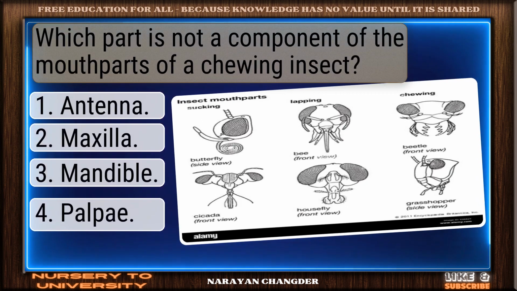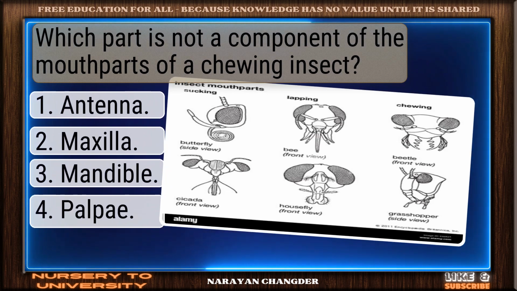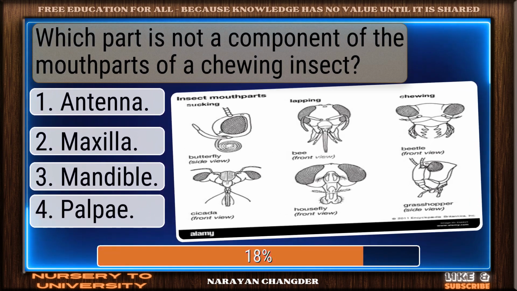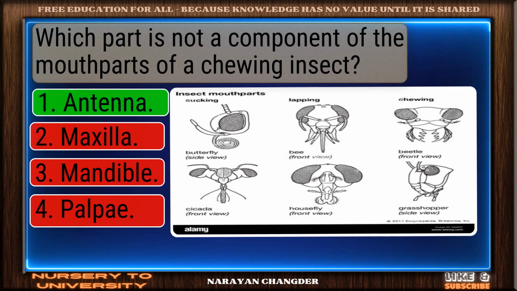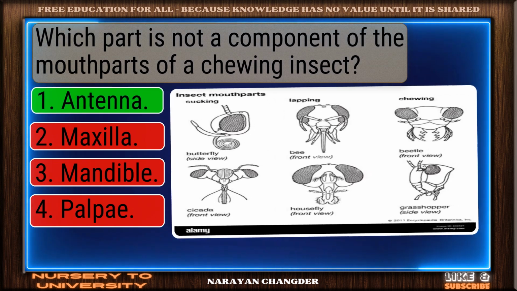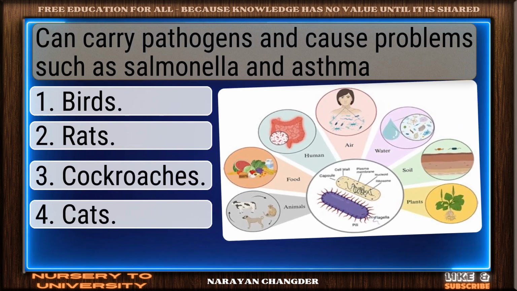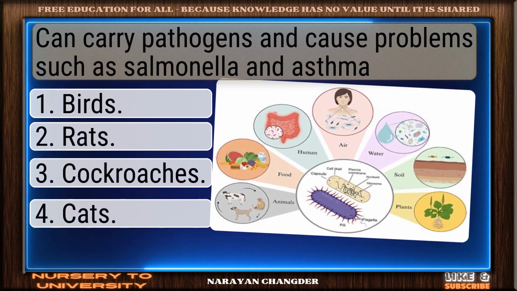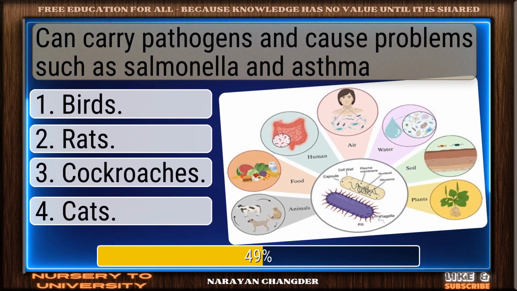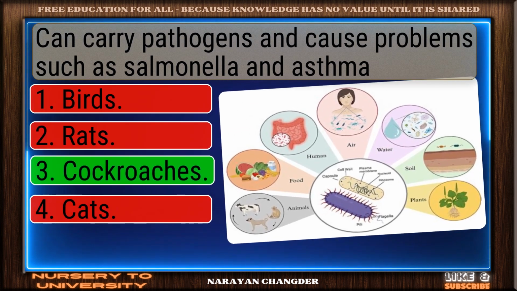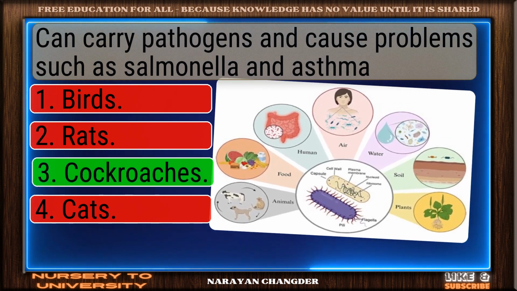Which part is not a component of the mouthparts of a chewing insect? Nice work. You chose antenna, and it is correct. Can carry pathogens and cause problems such as salmonella and asthma. Perfect. Cockroaches is the correct choice.